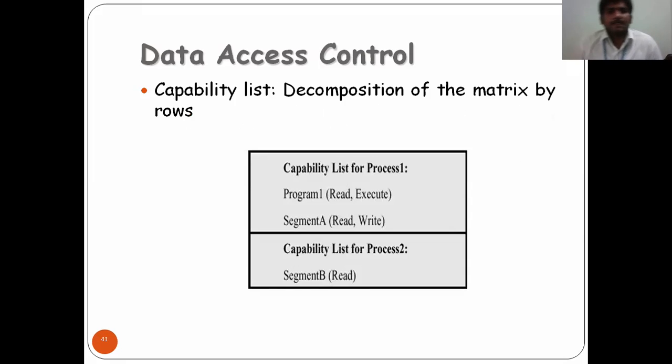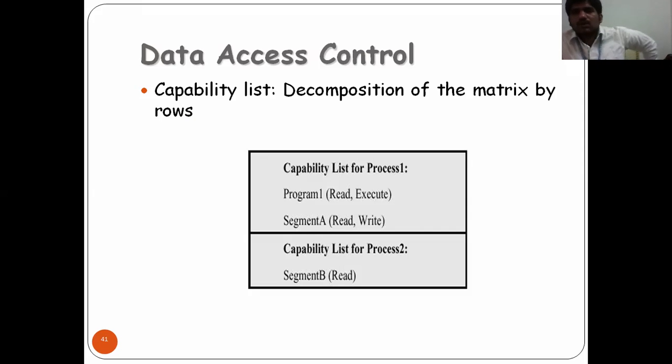Then another one is the capability list, for example the capability list of process one. Now we are going to mention it row-wise. The previous one was column-wise; now we have row-wise. Row-wise means we have the objects and process one and process two.